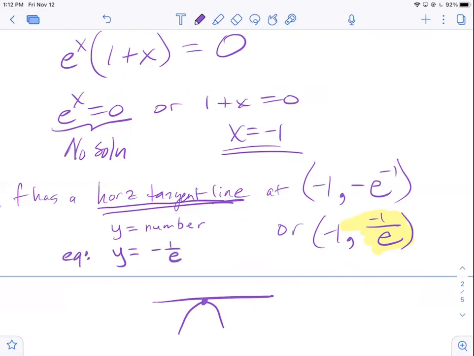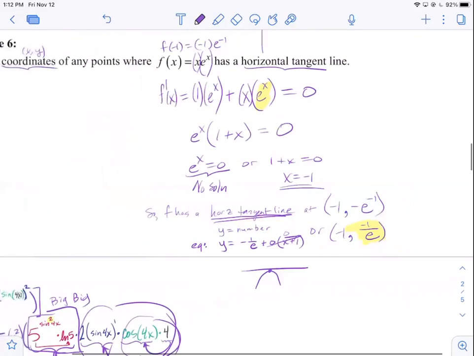You might be asked for the equation of the tangent line, and if you know it's horizontal, you don't need to use point-slope form. Point-slope form would still work, wouldn't it? It would be the y value, -1 over e, plus the slope of that line times x minus the x value. But 0 times anything is 0, so you don't really need that. Okay, cool, nifty, a little application of e to the x.